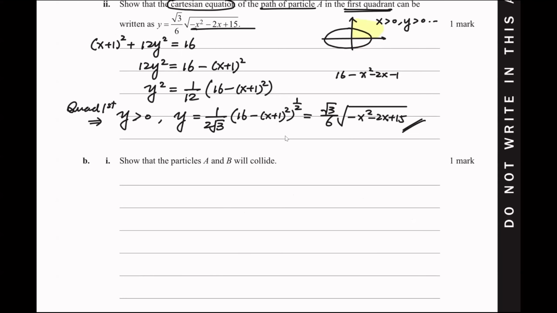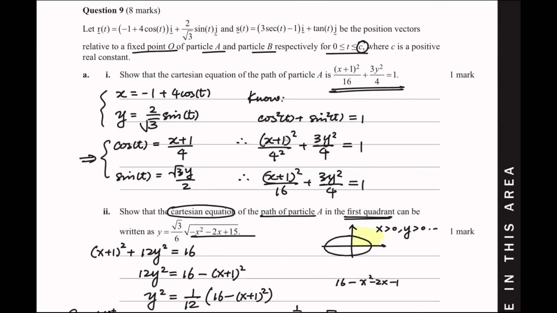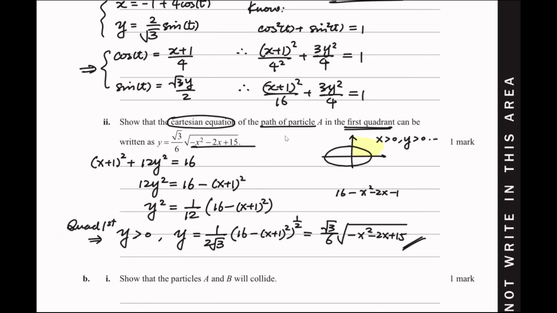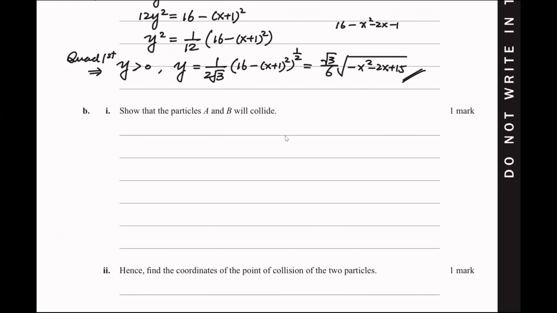show that the particles A and B will collide. Okay, so to show any potential collisions between particle A and particle B, I'll take a picture of the two equations just for better reference.